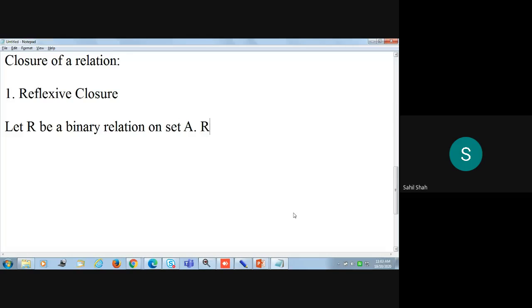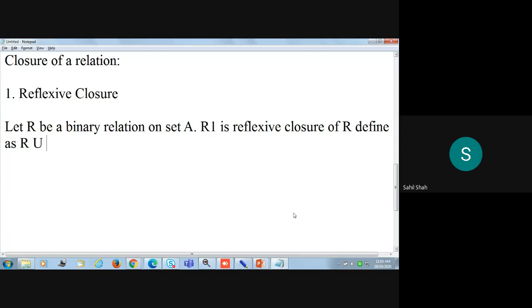R1 is a reflexive closure of R, defined as R union. Let me write, R1 equal to R union.